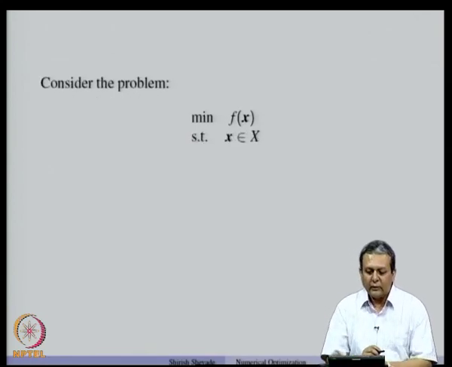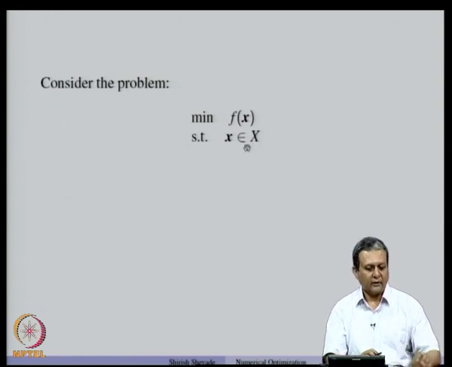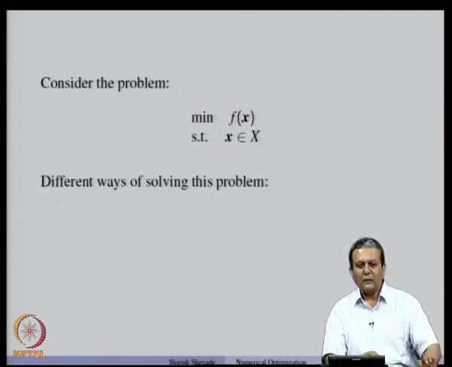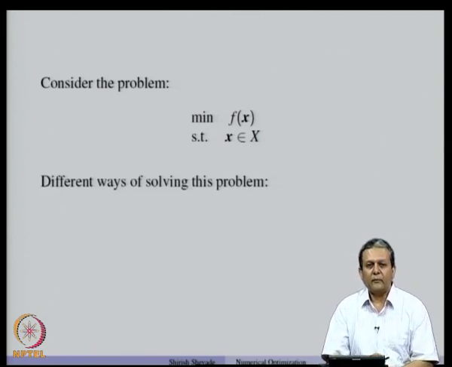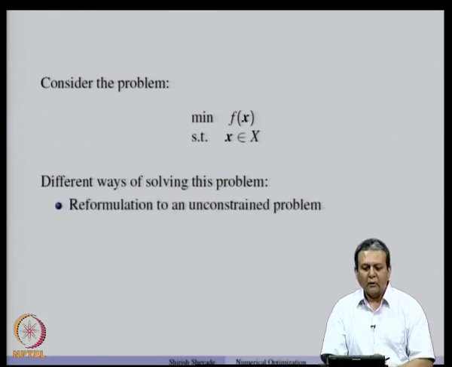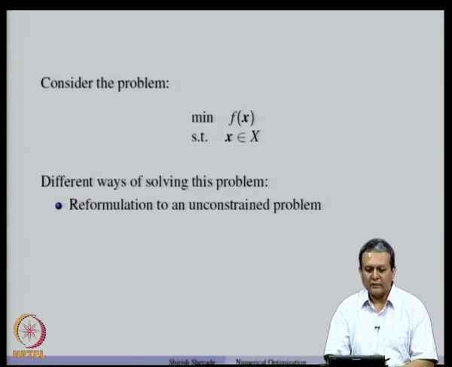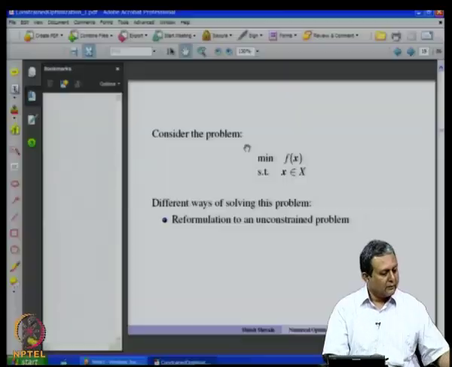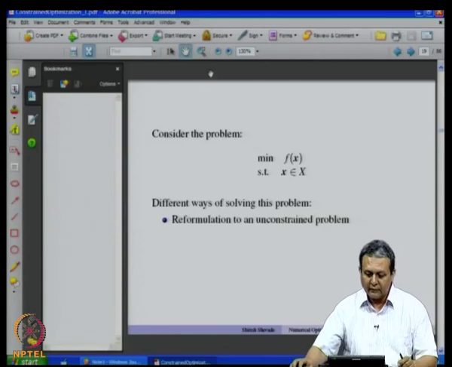Now, let us look at the problem: minimize f(x) subject to x belongs to X, which is a compact form of a constrained optimization problem where X is a feasible set. Now, there are different ways of solving this problem, and one of the ways is to convert it to an unconstrained problem, or reformulation to an unconstrained problem. So, let us look at some ways of doing that.